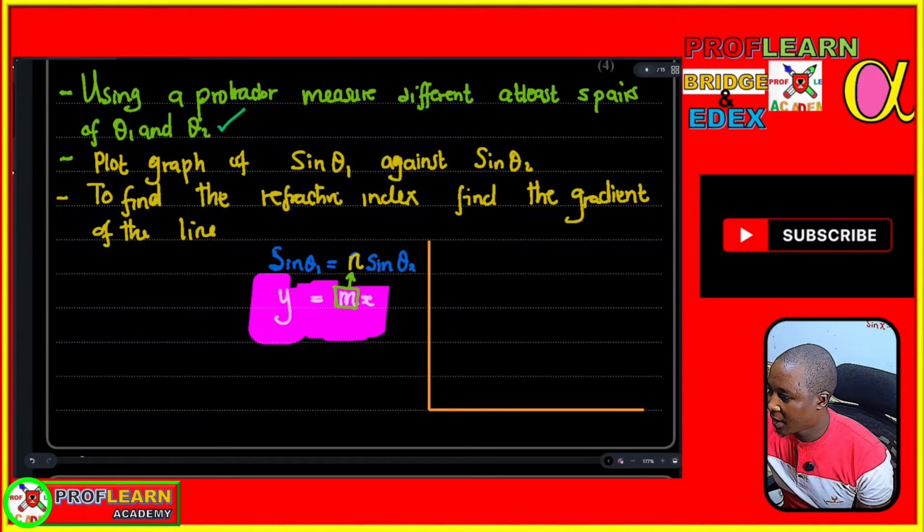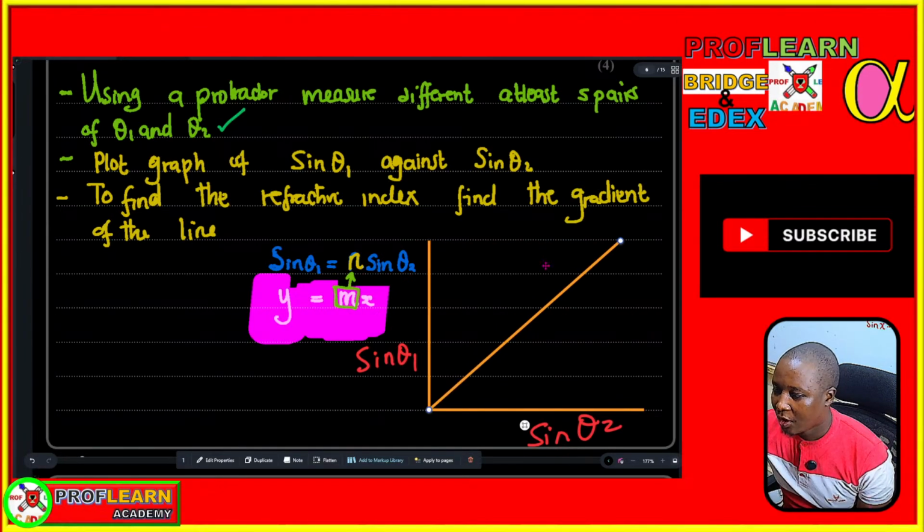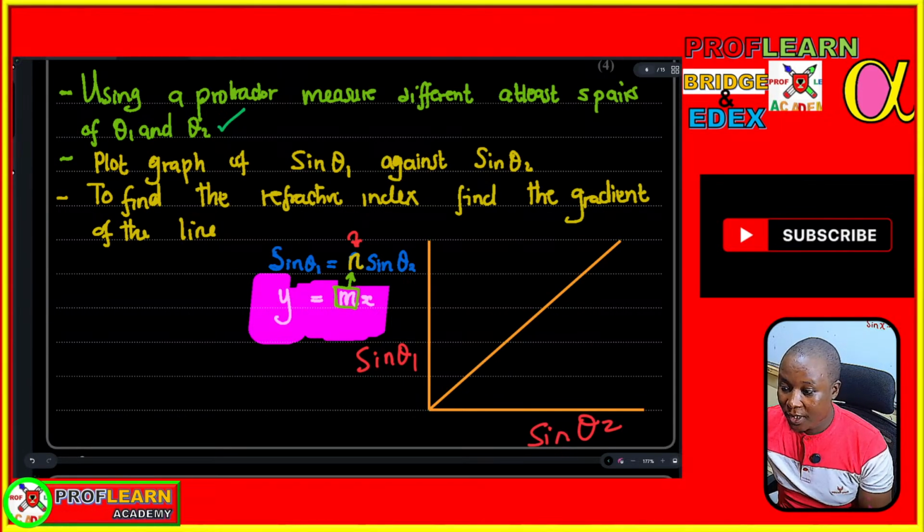So which means that if you have sine theta 1 and sine theta 2, we shall have a straight line graph that is like that. So in order for you to work out the refractive index that we are told here, we are going to work out the gradient of this line, and that is going to be our refractive index in that case.